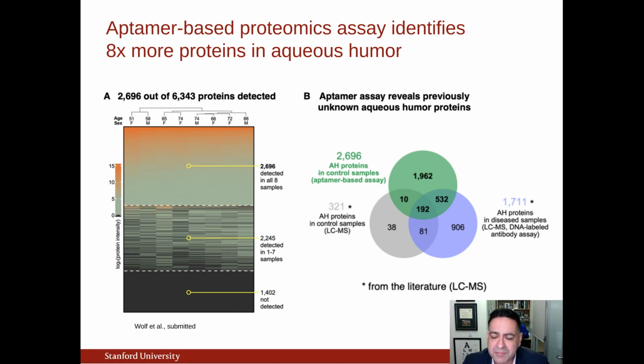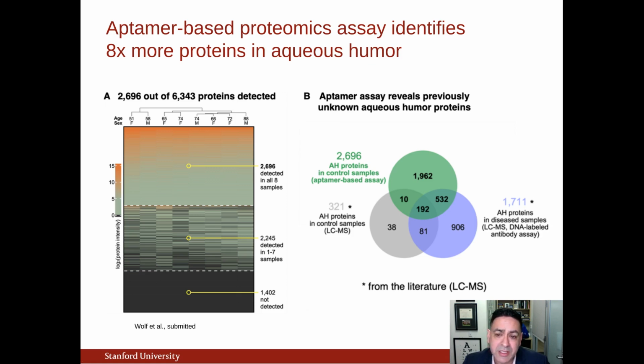Now, on the right, what we did is we did a literature search on all the aqueous humor proteomics previously published. In the gray circle, in comparative controls, there have been up to 321 unique proteins detected. In the blue-purple color, there are 1,700 aqueous humor proteins in the literature that have been detected in different kinds of diseases on all sorts of different platforms, whether it's LC-MS or DNA labeled or antibody assays.